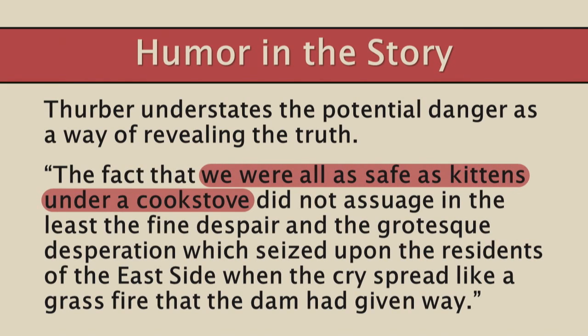In his opening paragraph, Thurber describes the townspeople as being as safe as kittens under a cook stove. Now, you may be wondering how kittens would be safe or how they would even get under your oven. This is a reference to an old-time wood-burning stove. There's more space underneath there. The kittens are safe and warm, and the townspeople have that same degree of safety. They just don't know it.